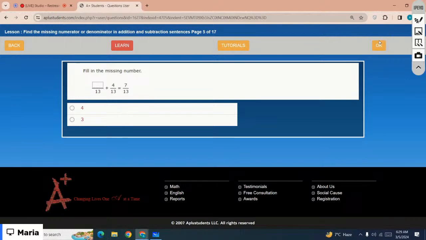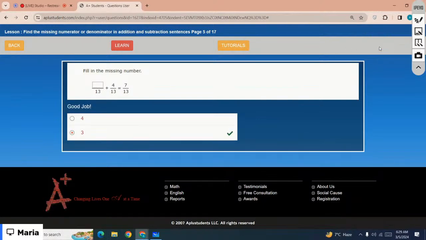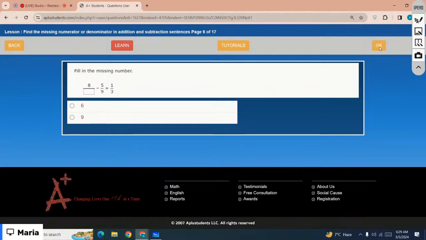Yes, the correct option is 3 over 13. The correct option is 3. Fill in the missing number. 8 divided by 9 minus 5 over 9 equals 1 over 3. So, which is the correct option?